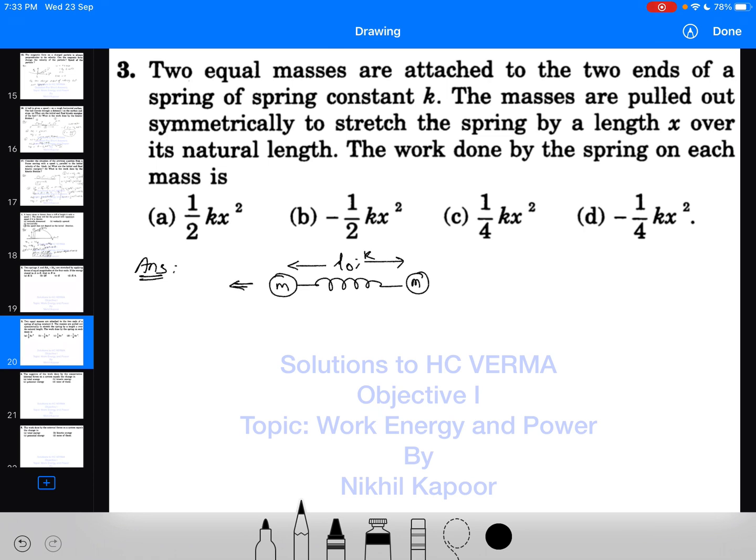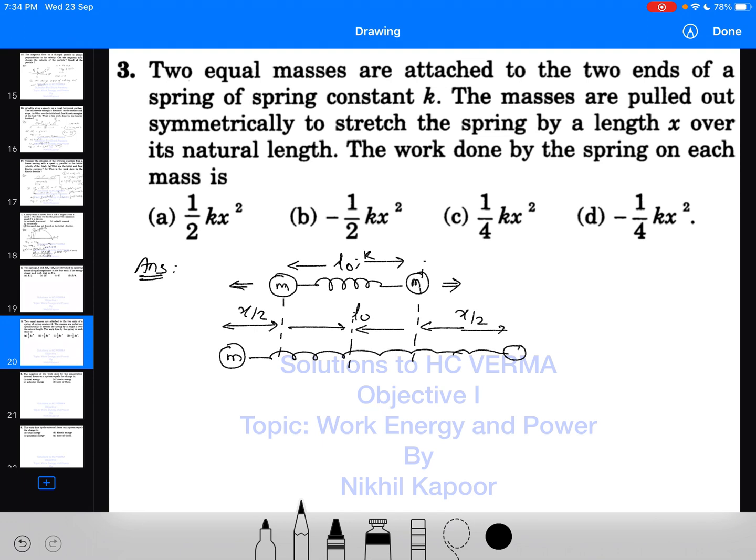Now the masses are pulled apart so that the spring gets a total stretch of X extension symmetrically. So here the word symmetrically stands for, on this side the length becomes L0 by 2 plus X by 2, or the stretching on this particular side is X by 2. This particular side is stretched by X by 2. So total extension in the spring is X, because this particular length is L0.